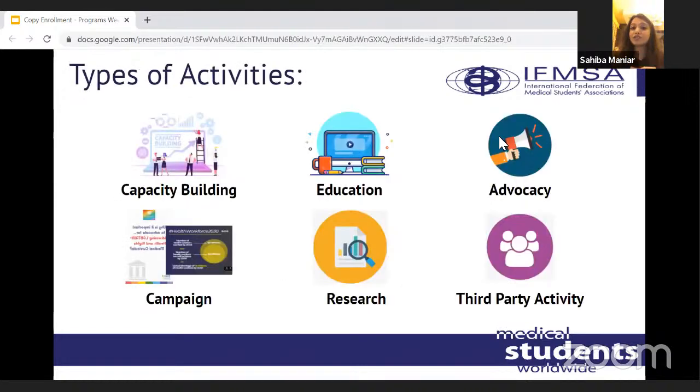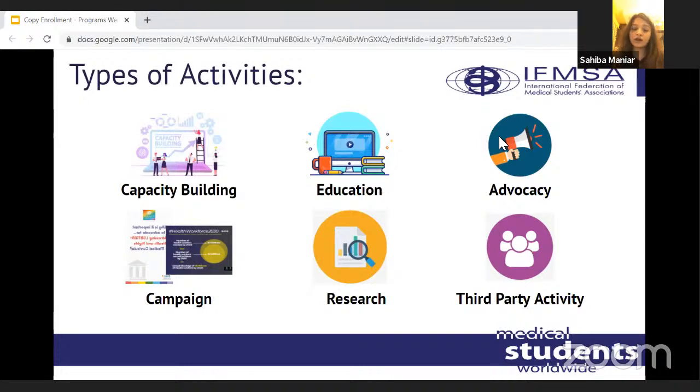A very important and very confusing question that we all get is, what are the types of activities? Number one, capacity building. I think this is the most common type of activity that we conduct globally, especially since COVID-19 has taken over. Capacity building is a workshop or a training that we conduct for a group of students or a group of people to increase their skills or knowledge on a particular area.